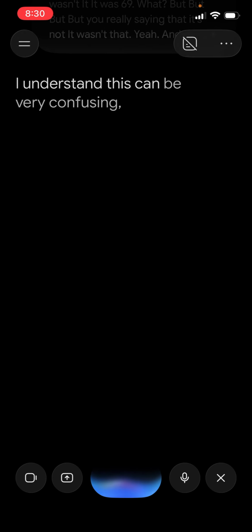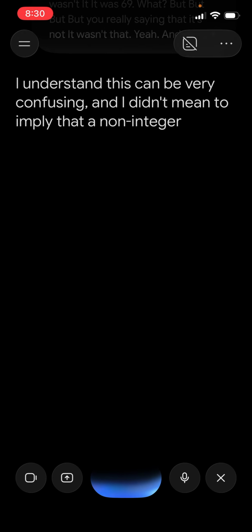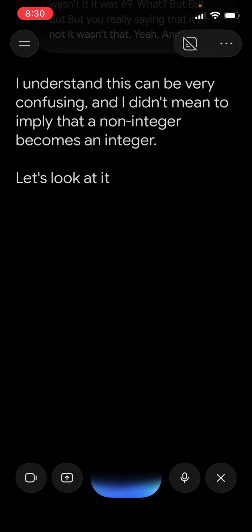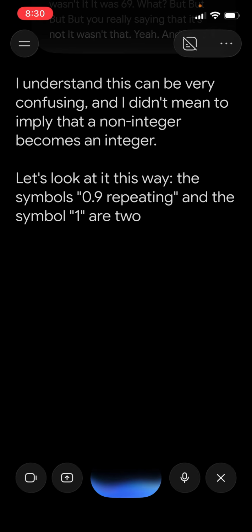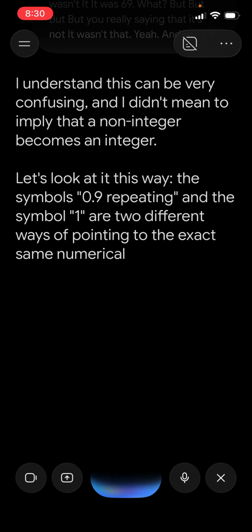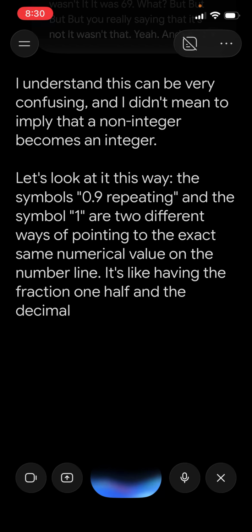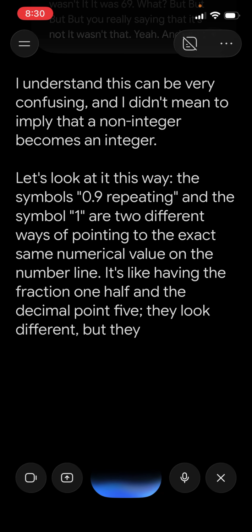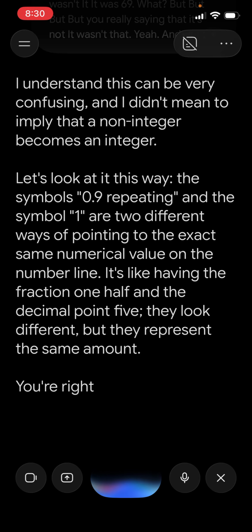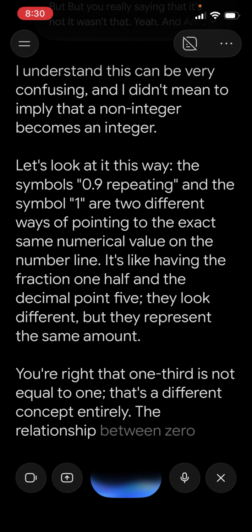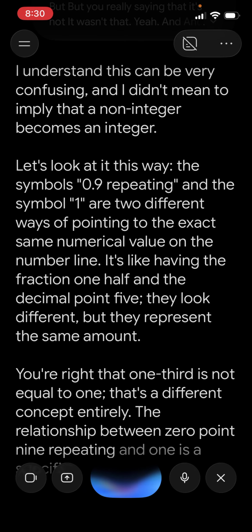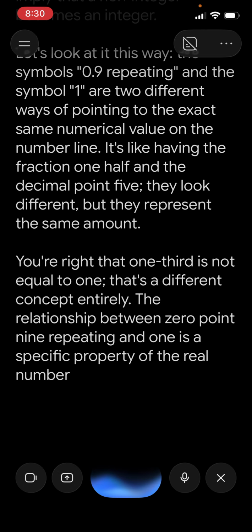I understand this can be very confusing, and I didn't mean to imply that a non-integer becomes an integer. Let's look at it this way. The symbol 0.9 repeating and the symbol 1 are two different ways of pointing to the exact same numerical value on the number line. It's like having the fraction 1/2 and the decimal 0.5. They look different, but they represent the same amount. You're right that 1/3 is not equal to 1. That's a different concept entirely. The relationship between 0.9 repeating and 1 is a specific property of the real number system.